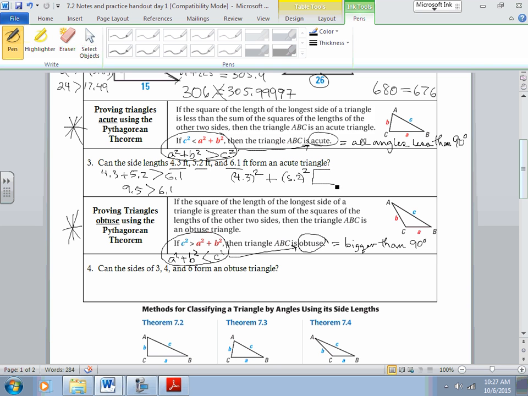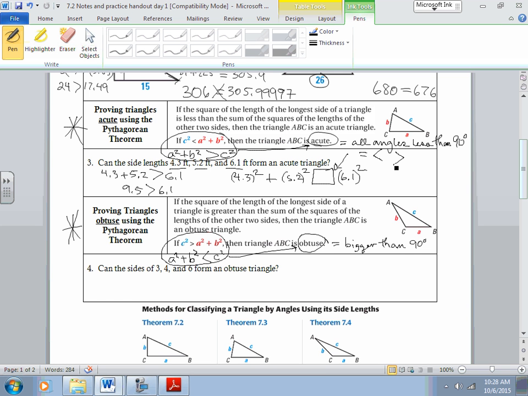Now you're going to leave an empty box right there, and then you're going to write 6.1 squared. This box is going to be filled in with one of these three symbols, either the equal symbol, the less than symbol, or the greater than symbol. Okay?